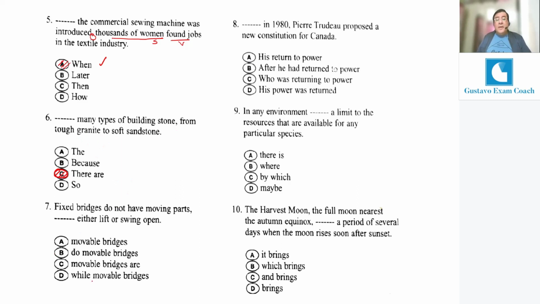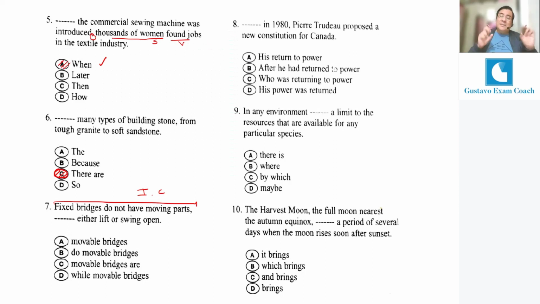Number 7. Fixed bridges do not have moving parts, comma, blank, either lift or swing open. Notice that the first part of this sentence, just until the comma, fixed bridges do not have moving parts, is an independent clause on its own. So after the comma, you could only have a subordinate clause or another independent clause, but preceded with a coordinating conjunction. But we don't see any coordinating conjunction at the beginning of the answer choices. So we assume that it couldn't be a compound sentence.